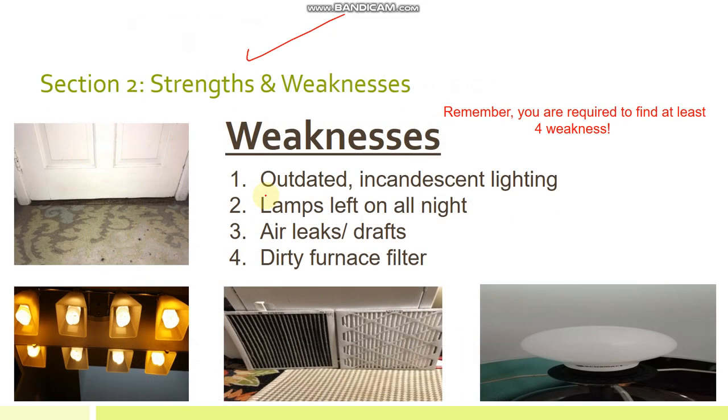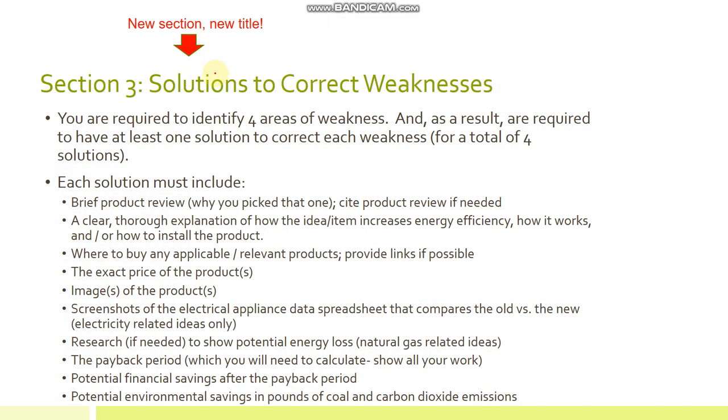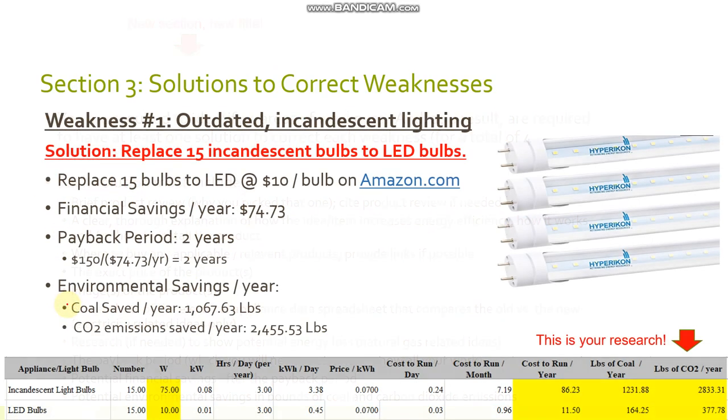So once you're finished with the strengths and weaknesses, new section, new title, solutions to correct the weaknesses. And this is a slide that you don't have to have, but I just have this here so you can read through it. So either press pause or take a look at the non-video version of the slideshow. Plus, it's on your rubric. For every solution that you propose to the homeowner, you have to have all of these things. So let's take a look at it.